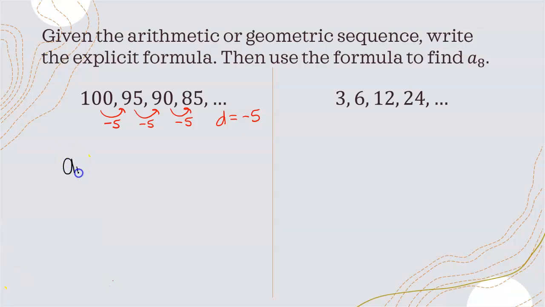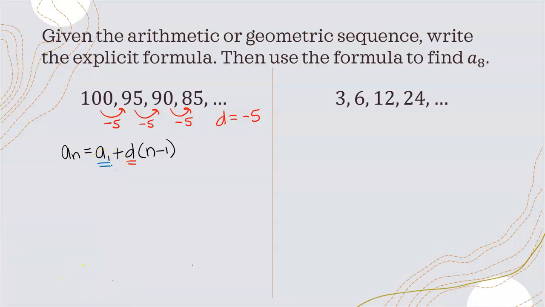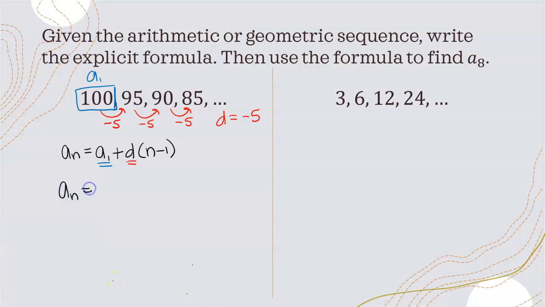My explicit formula for an arithmetic sequence is a sub n equals a sub 1 plus d times n minus 1. So what I want to replace is my common difference d, and a sub 1. I found d is -5, so what is a sub 1? A sub 1 is my first term, which in this case is 100. So my formula would be a sub n is equal to 100, and then my common difference, -5, times n minus 1.